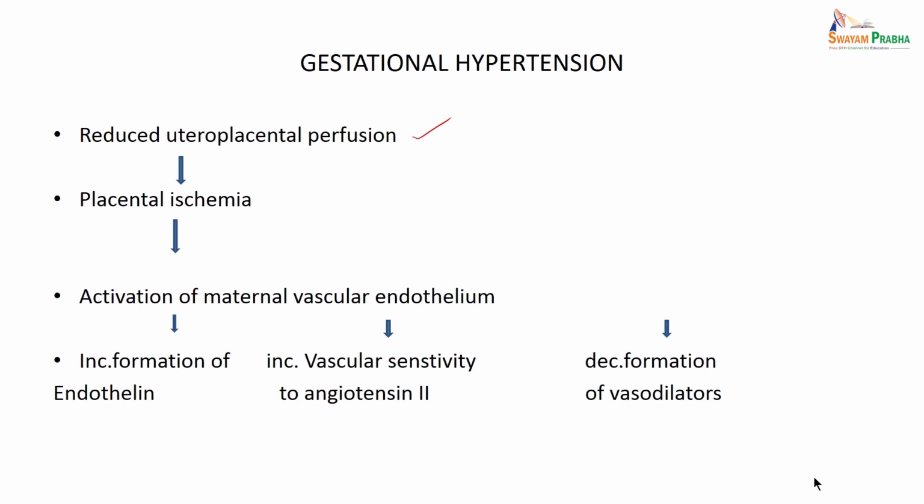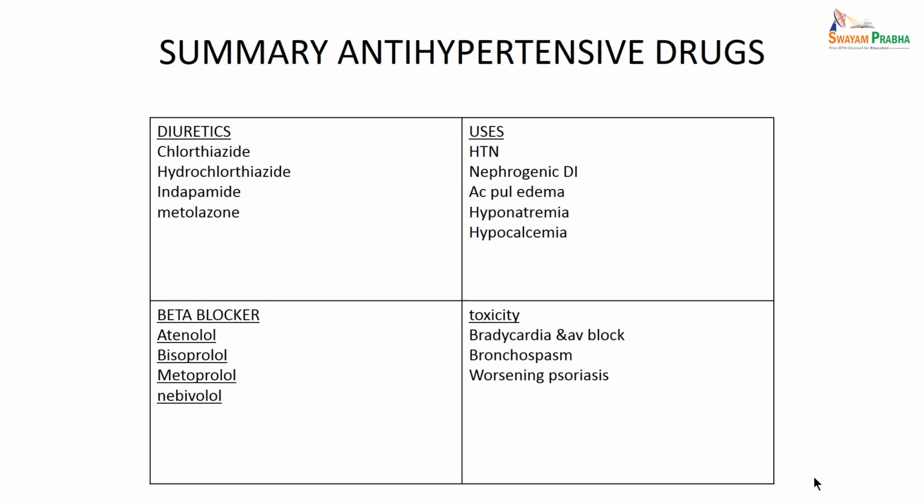So, once the ischemia develops, there is an activation of the maternal vascular endothelium. It causes increased release of endothelin, or there is increased sensitivity to angiotensin II, and that is the reason there is a role for decreased formation. If you give the drug, it causes vasodilation.